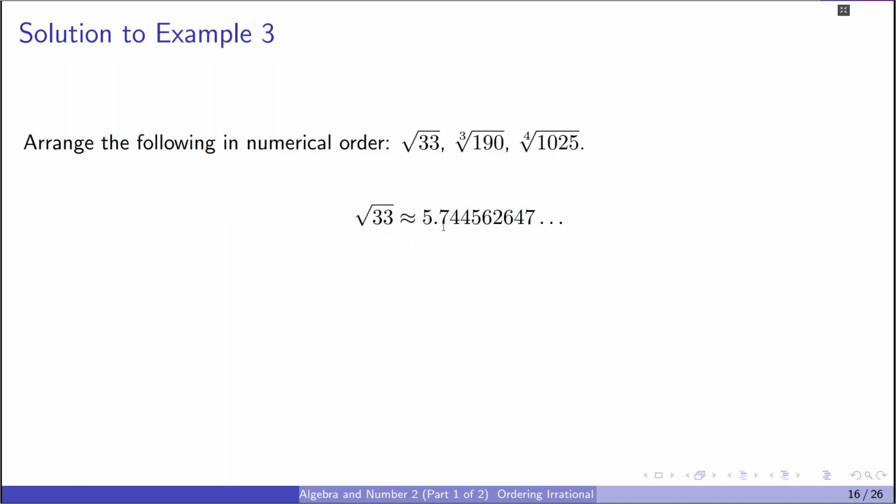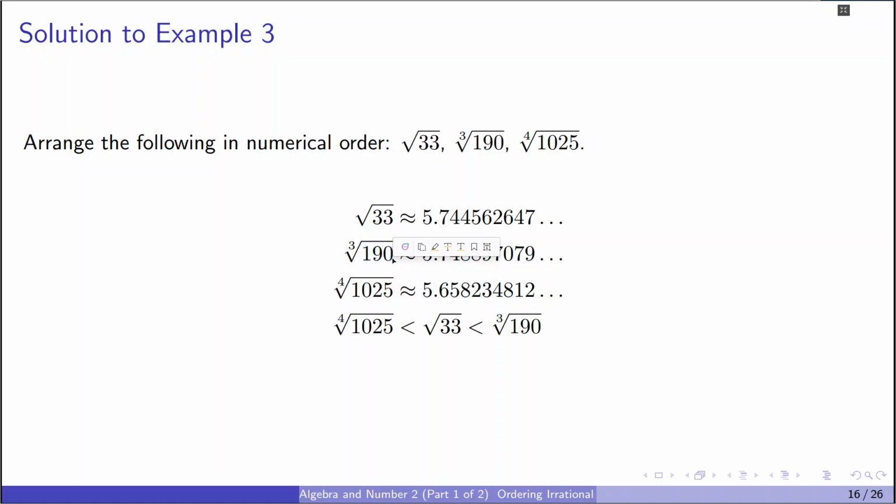So the root 33 is about 5.7445. Cube root of 190, that's a match to the tens place and the hundredths. It's the thousandths place where we see which one is higher. Our fourth root here, that is actually the lowest of the bunch. So that's 5.658. So we got them in almost reverse order. We start with the fourth root of 1025. We end with the cube root of 190.